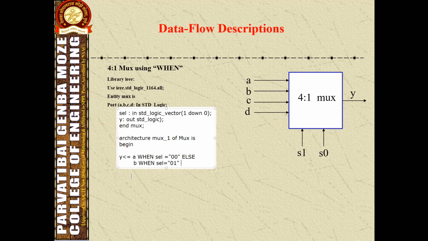If this condition is also not satisfied, then what will we do? We have to write else. This one is not satisfied. We have to connect an input terminal at the output when there is another condition. Then the select bit should be like 1, 0.